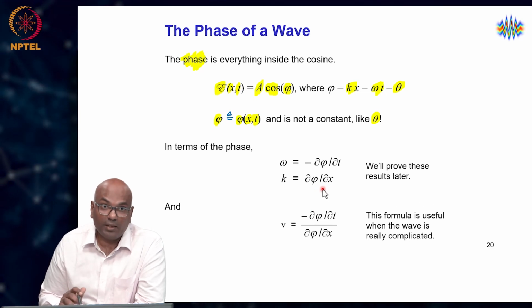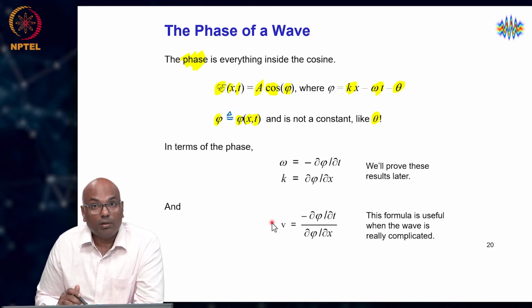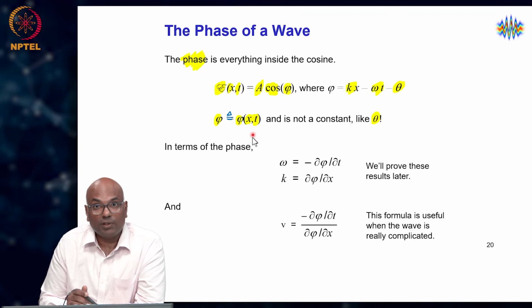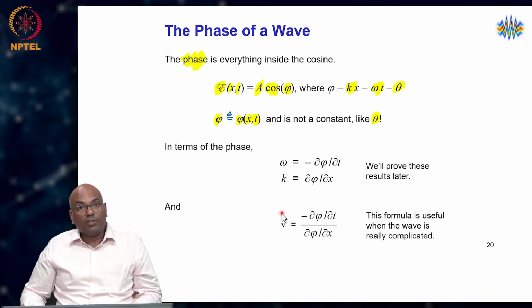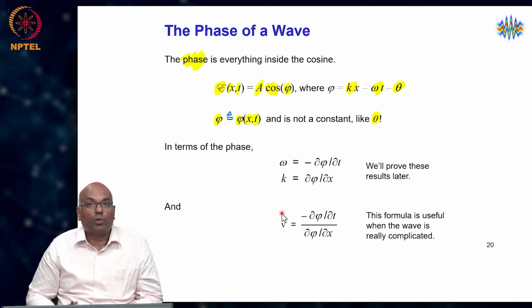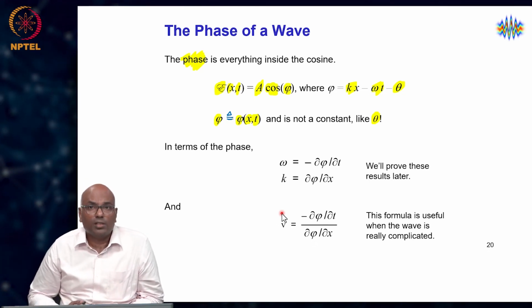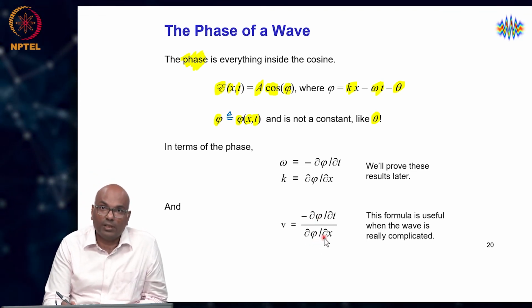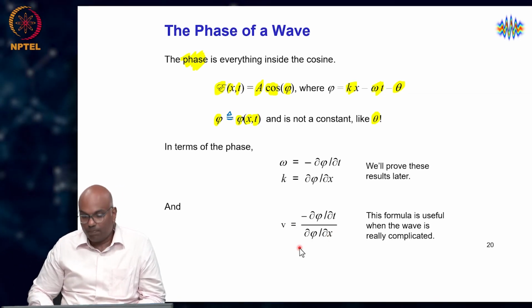However, if we had any other feature in the wave present, which aptly will be captured by the phase function phi of x, t, then this quantity v need not be the phase velocity. In the case of the simplest ideal, what we would call monochromatic infinite sinusoidal wave, this ratio of minus d phi by dt divided by plus d phi by dx turns out to be the phase velocity.